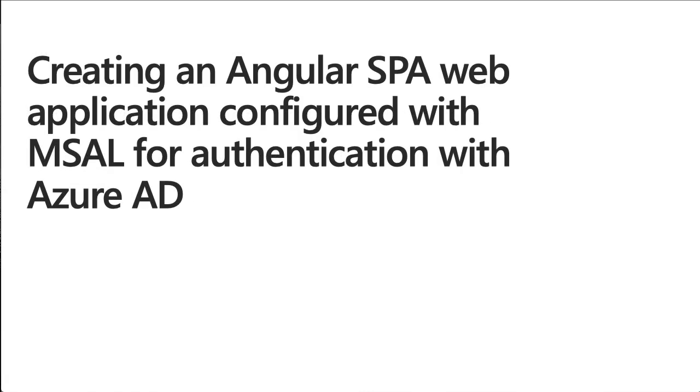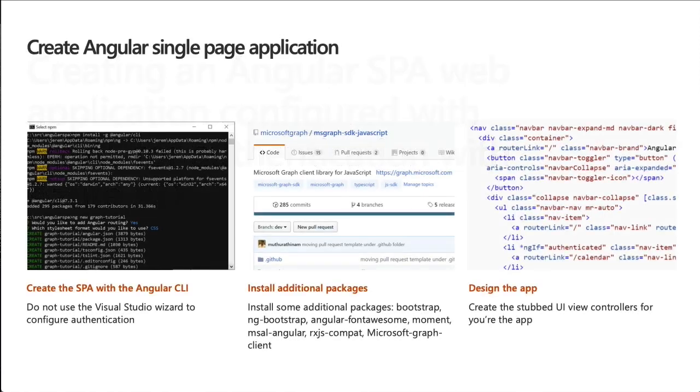Now let's talk about creating an Angular SPA web application that's been configured with the Microsoft Authentication Library for authentication with Azure AD. To create an Angular-based single-page application, you first create the application with the Angular CLI. You're not going to use a Visual Studio-based wizard for this. You're going to do everything with the Angular CLI, as it uses the latest version of Angular, and we can leverage all the tools that the CLI provides for development and running a local web server.